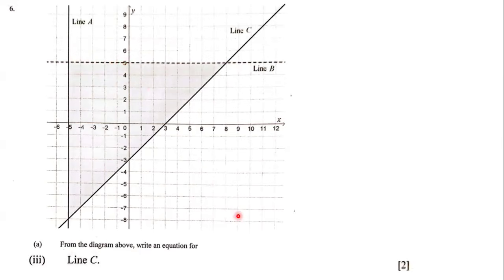Moving right along, we have to figure out what is line C. So this is line C. Line C is this slanted one right there. So we have to figure out an equation for line C. How do we do that?